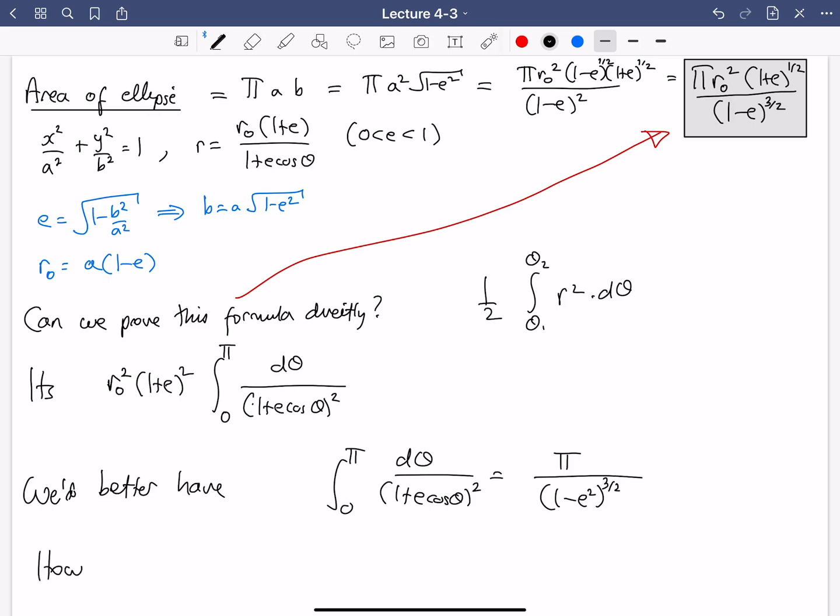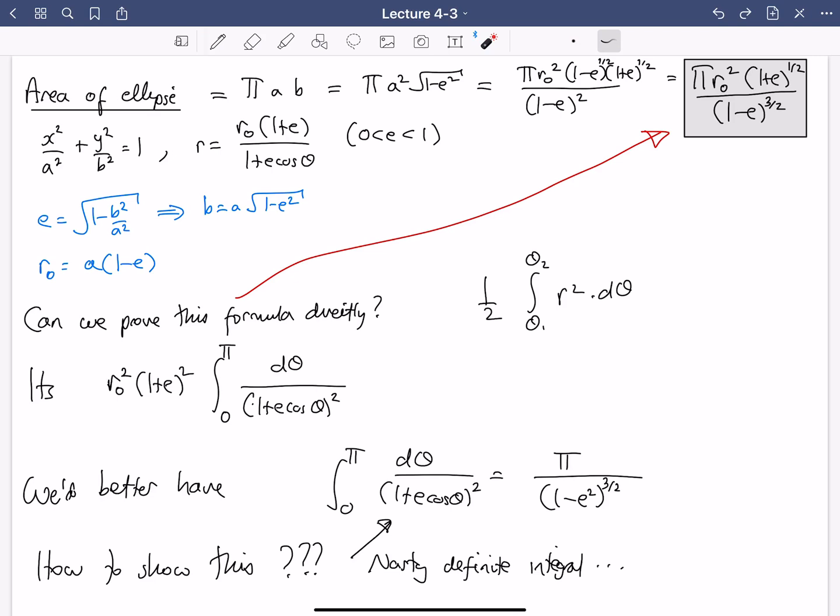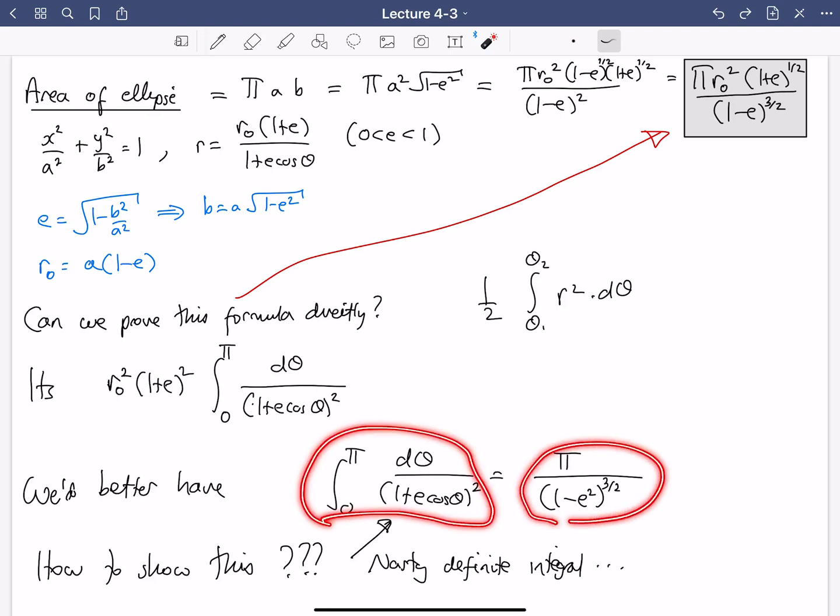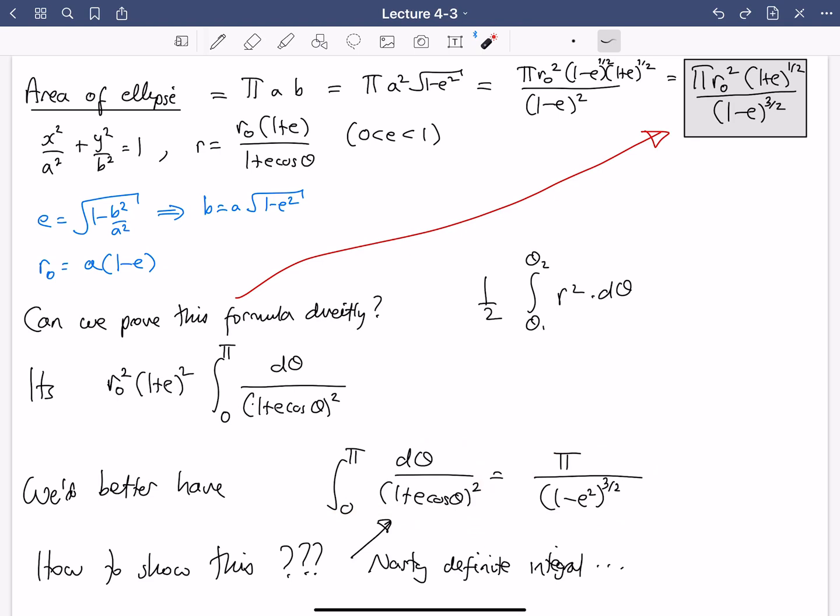How to show this? That guy there is a pretty nasty integral. So I've sort of justified that we're expecting that this definite integral is equal to this number. But that's by this roundabout way of translating from polar to Cartesian coordinates, moving the origin, and then calculating the original area of the ellipse in Cartesian coordinates. But can we directly show that this definite integral is equal to this number, which would give a direct way of getting this area formula?